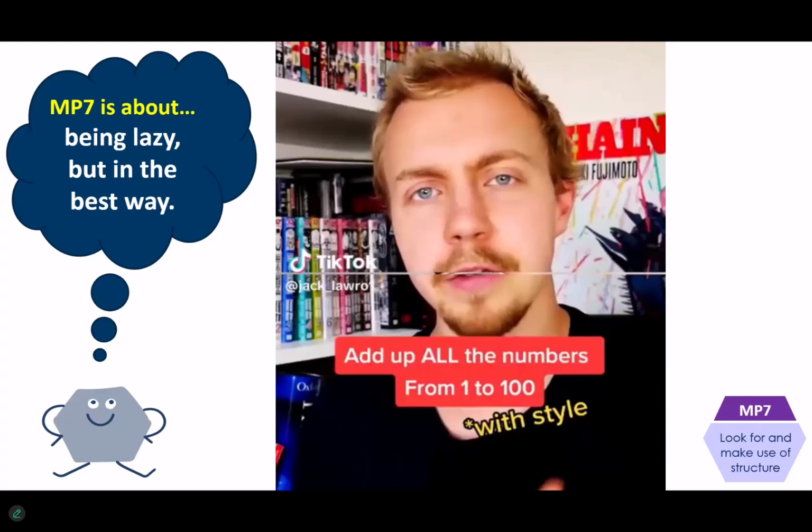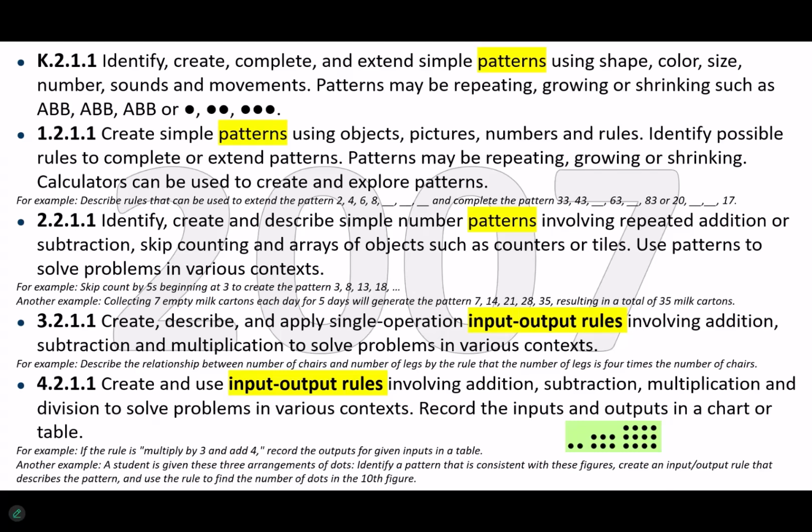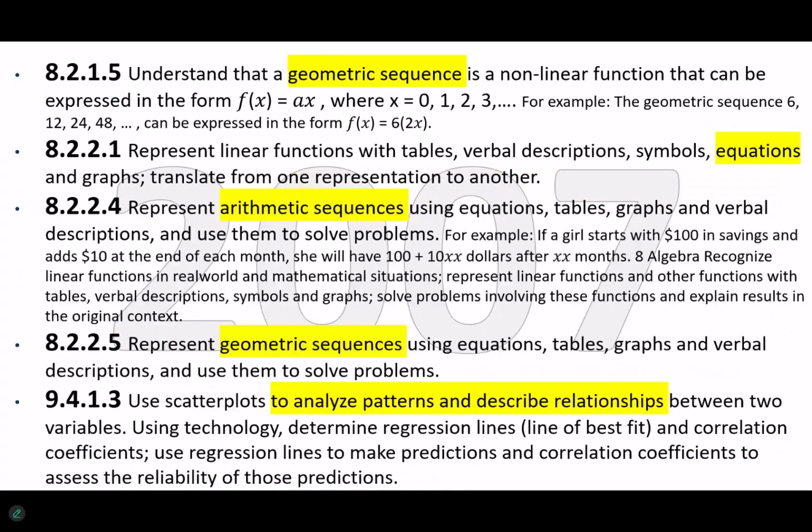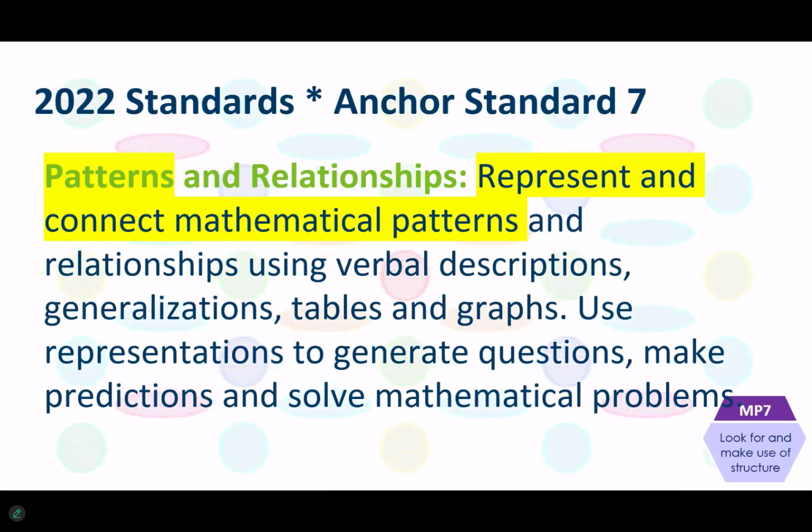But I just want to end by saying, where are patterns in the Minnesota standards? Well, in our current standards, the word patterns is all over. There's a whole progression of patterns in our current standards. So you should be doing this now, because this is what math is. Math is the study of patterns. All the way through high school, you will see benchmark after benchmark talking about patterns.